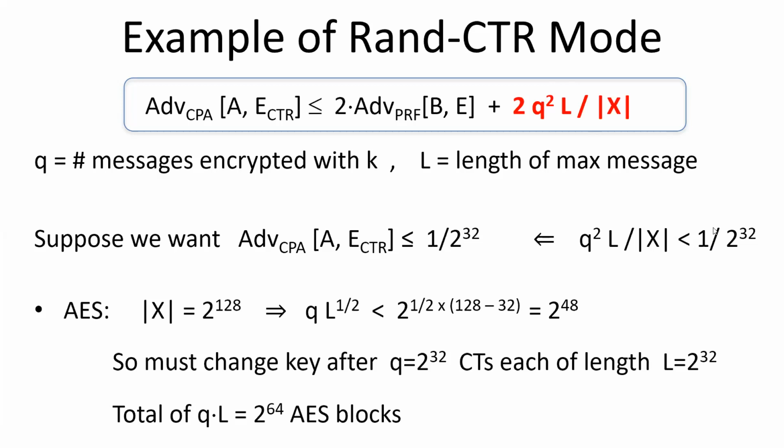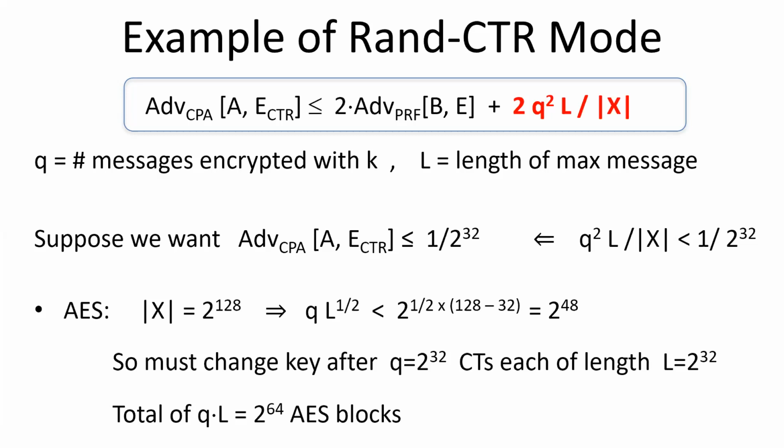So I move x to this side, right, and I get 2 to the 128 minus 32, and I take a square root of both sides. Then it gives me q square root of l smaller than 2 to the minus 128 after this is moved to the side, minus 32, but square root. So this is 96, right? And half of that is 48. So this is the bound on how many messages I can encrypt and how long they are.